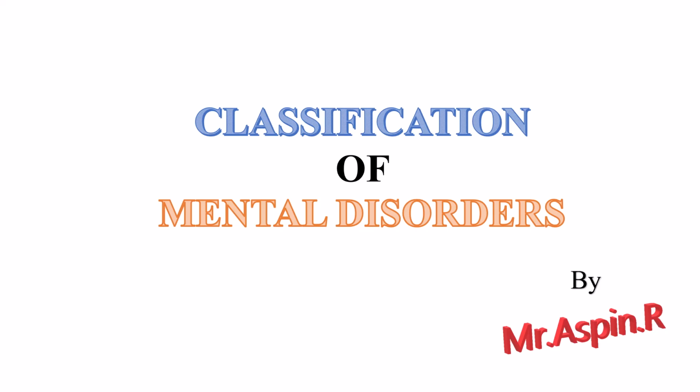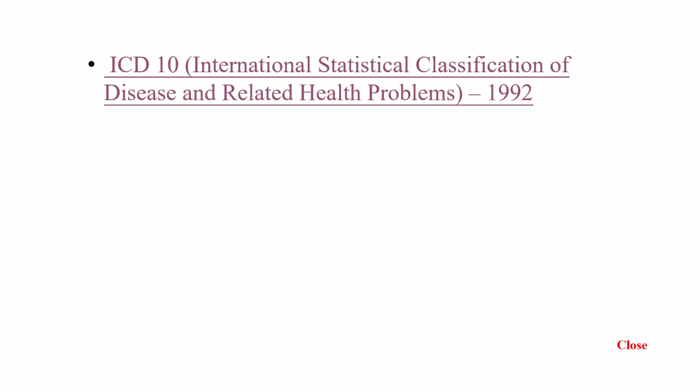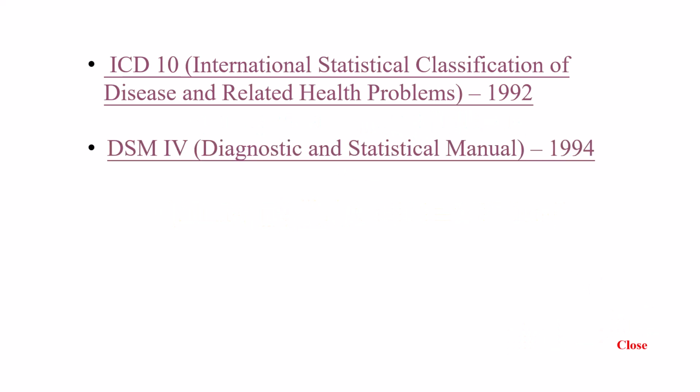Now we are going to see the classification of mental disorders. Only the classification of mental disorders, not the disease conditions and their details. There are three classifications. The first one is ICD-10, the International Statistical Classification of Diseases and Related Health Problems. Another one is DSM-4, the Diagnostic and Statistical Manual. Actually, DSM-5 is also available now. Next is the Indian classification. So there are three major classifications we are going to see.